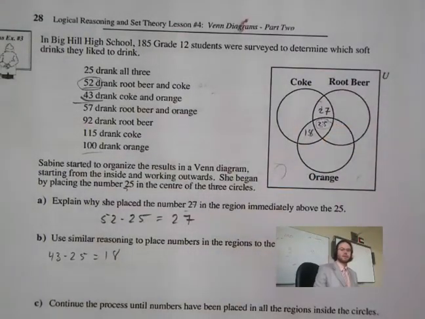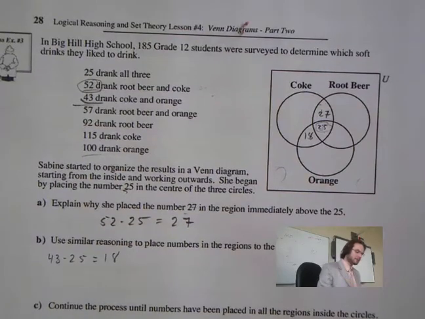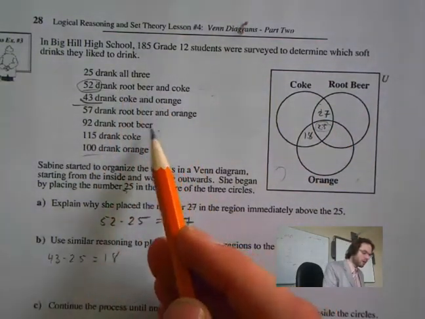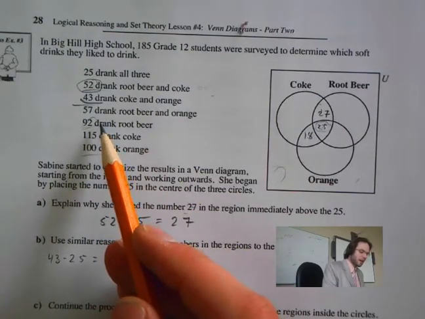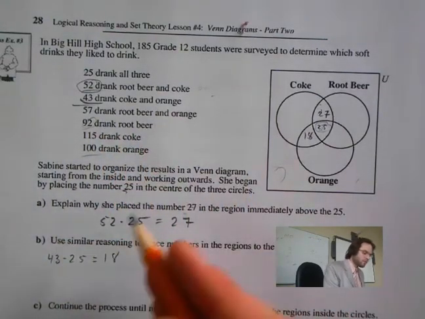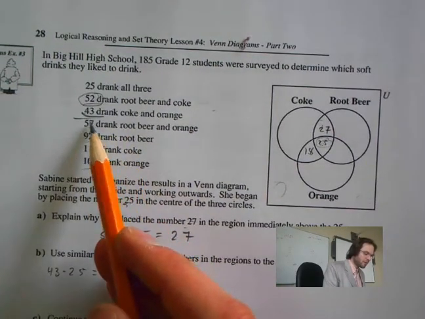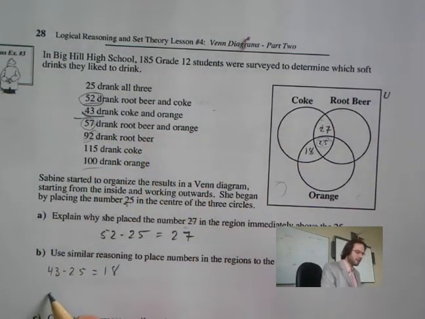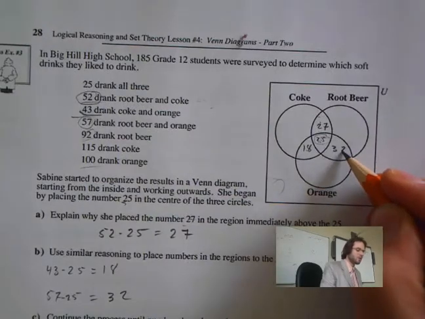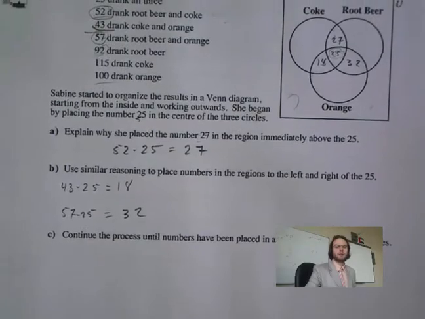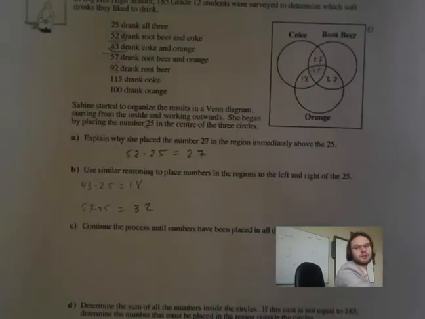Now the next one is root beer and orange. Where is that? Drank root beer and orange, 57. So that's going to be 57 minus 25, which will give me 32. So 32 goes there. I'm going to zoom out a bit so we can see everything a bit better.